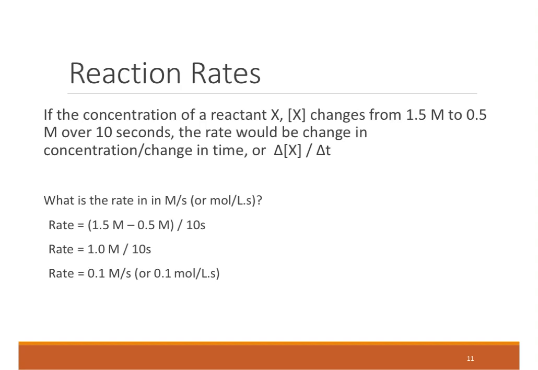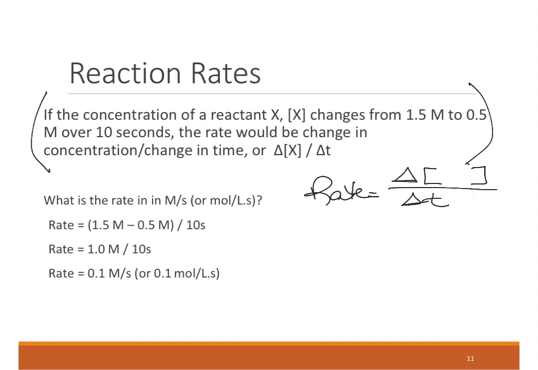So here's a really simple example of finding a reaction rate. Here's the question if you want to read it for a minute. Now you need to remember that the rate of a chemical reaction, as we just went over, is the change in concentration over the change in time. So reread the question and let's see if we can figure out what rate is. All right, concentration changes from 1.5 to 0.5, sorry.